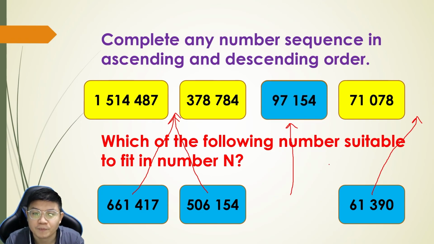So this is actually the skill of completing any number sequence in ascending and descending order by looking at the number sequence. So first, you need to identify whether it is ascending or descending order. Then you check the possible number which suits in there.